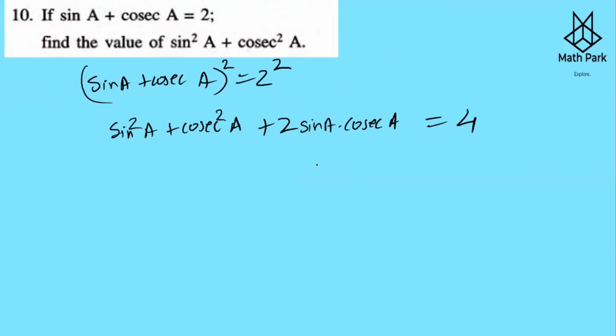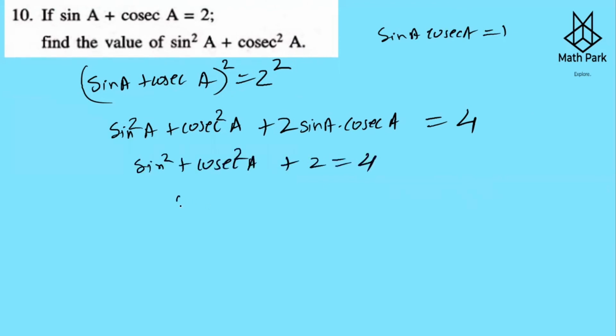Now sine and cosec are reciprocals. So we have sin A into cosec A is equal to 1, since they are reciprocals of each other. So this is how we get sin square A plus cosec square A plus 2 is equal to 4. So we get sin square A plus cosec square A is equal to, this 2 goes here, 4 minus 2, which is 2. Got it?